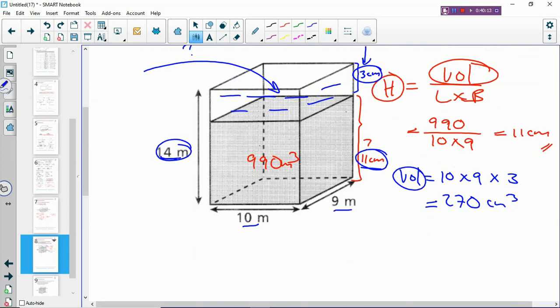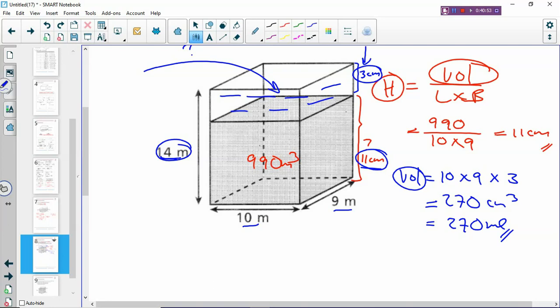Now in some schools, because you're finding water, and water is measured in liters or ml, some schools may want you to write in ml or liters. Then you have to write down 270 ml, because liters and ml refer to liquids, measuring liquids. Cm cube refers to how much space a solid can occupy. So cm cube refers to the amount of space an object occupies. But liters and ml refer to the liquid, how much liquid is there inside the container.